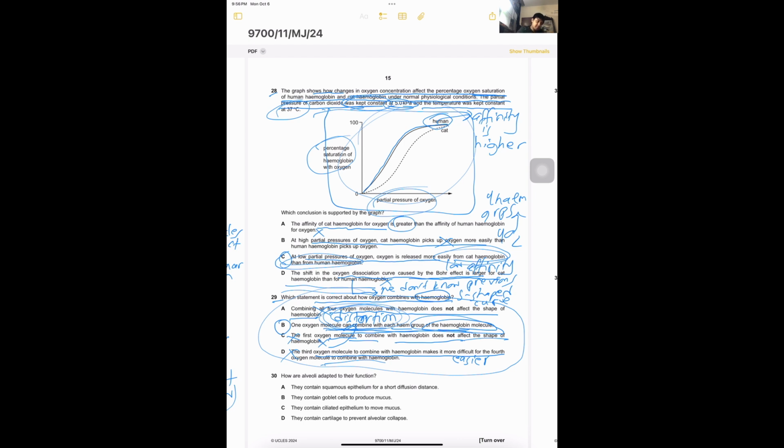How are alveoli adapted to their function? They contain squamous epithelium for short, yes. So thinner walls mean shorter diffusion distances, hence better diffusion. They contain goblet cells, wrong. They contain cylinder cells, wrong. They contain cartilage to prevent alveolar collapse, again wrong. So that should be A.